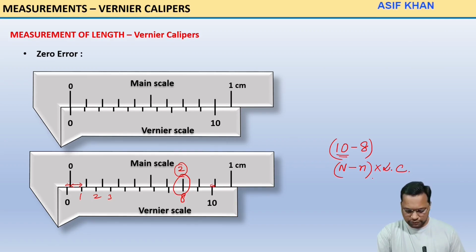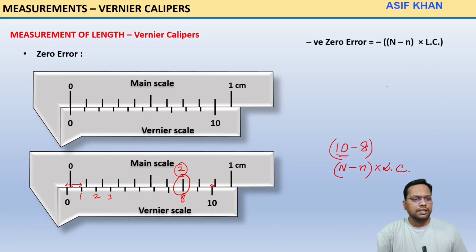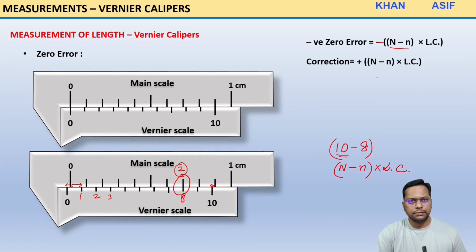Therefore the negative zero error for this type of vernier calipers is equal to N minus n into the least count, and since the error is negative, we need to put a minus. What will be the correction? Positive, and the correction will be plus N minus n into the least count.